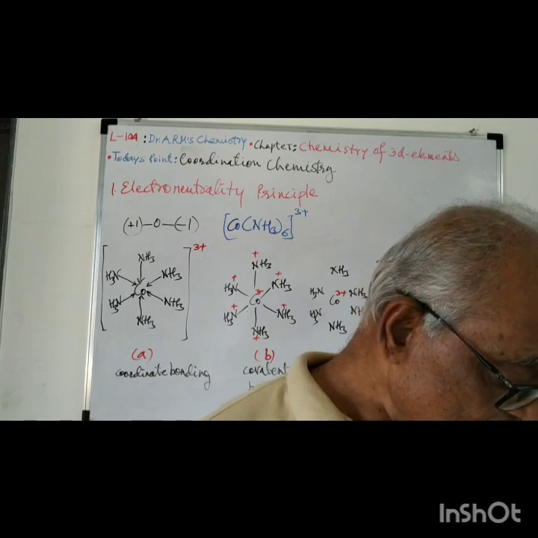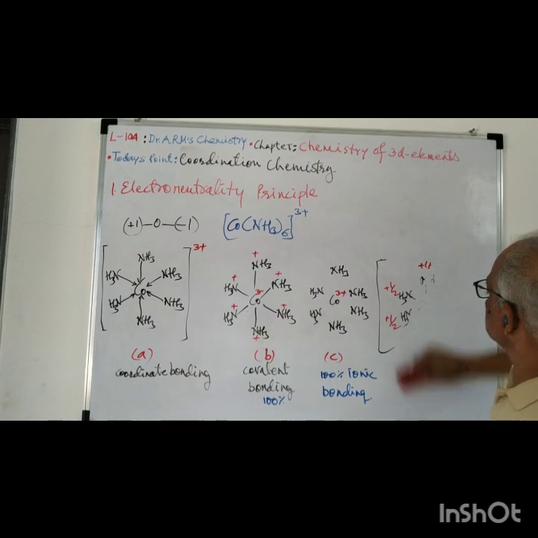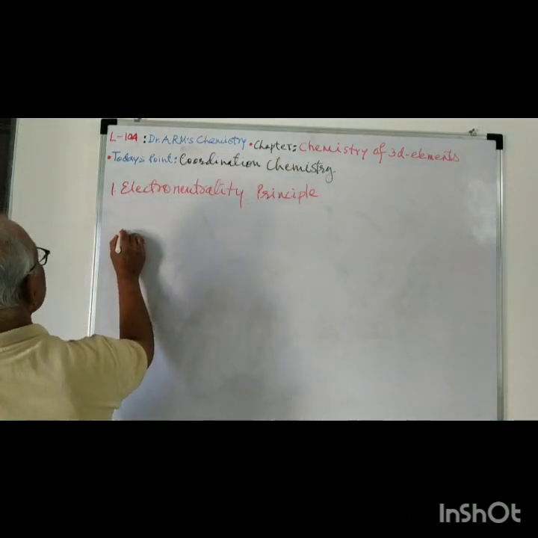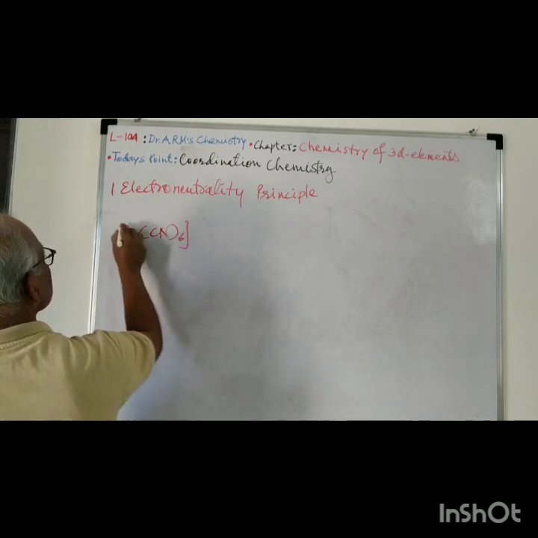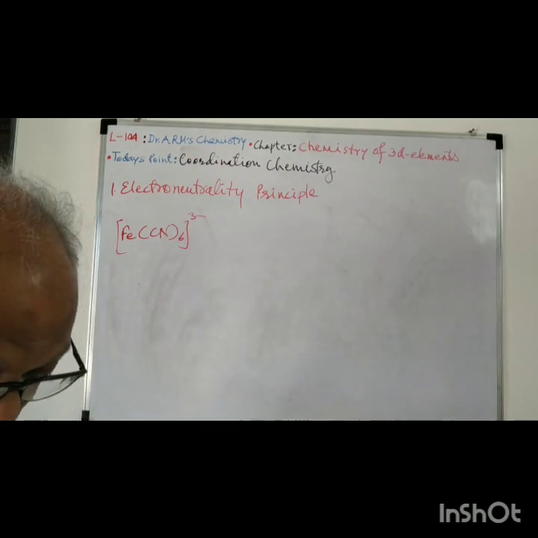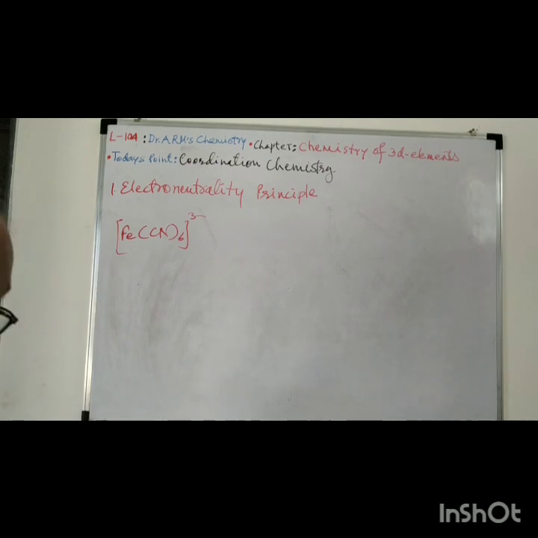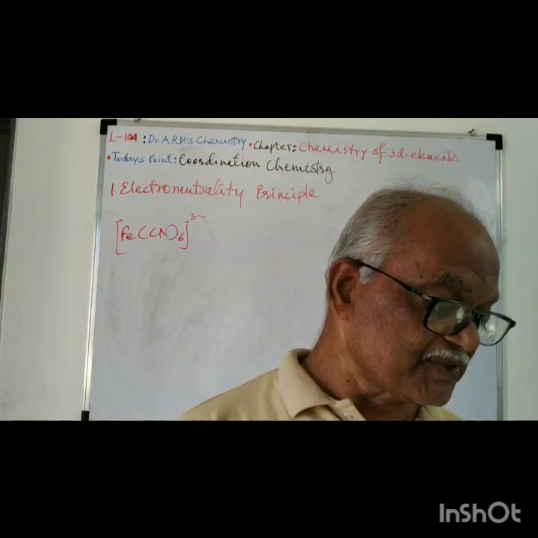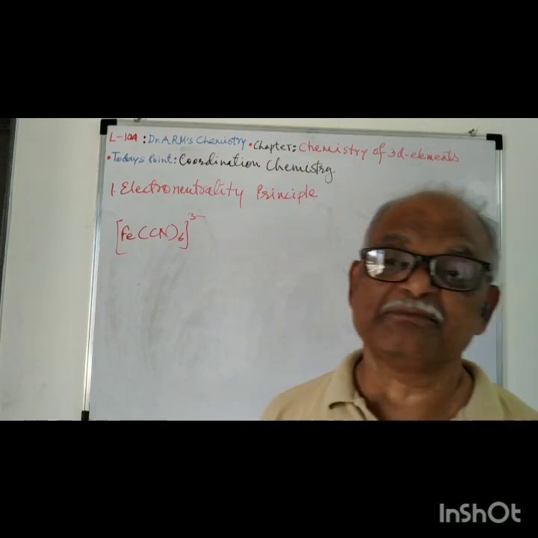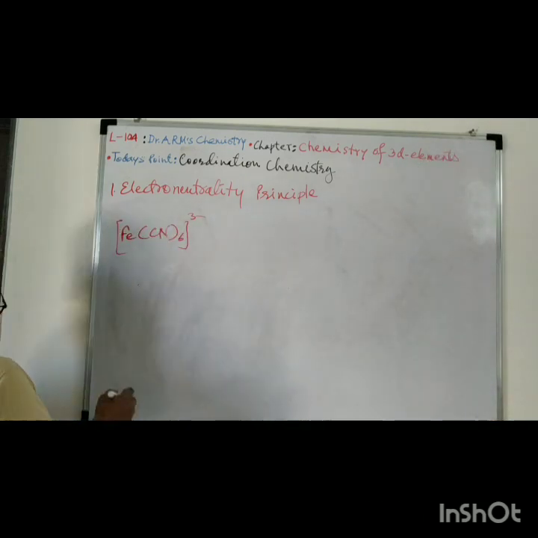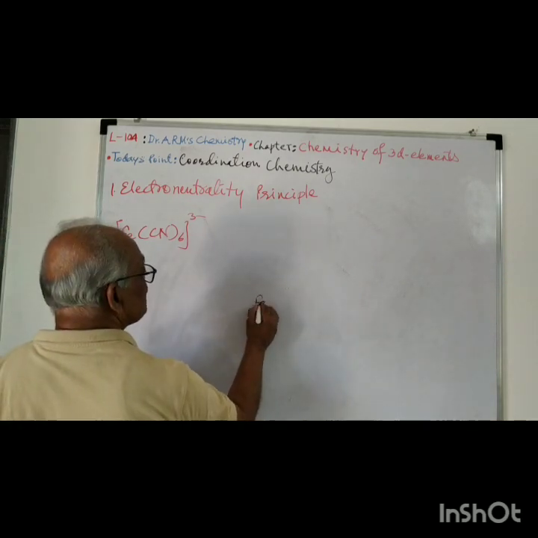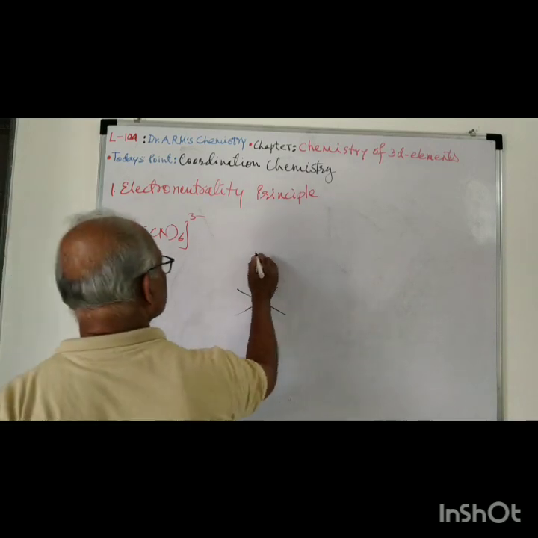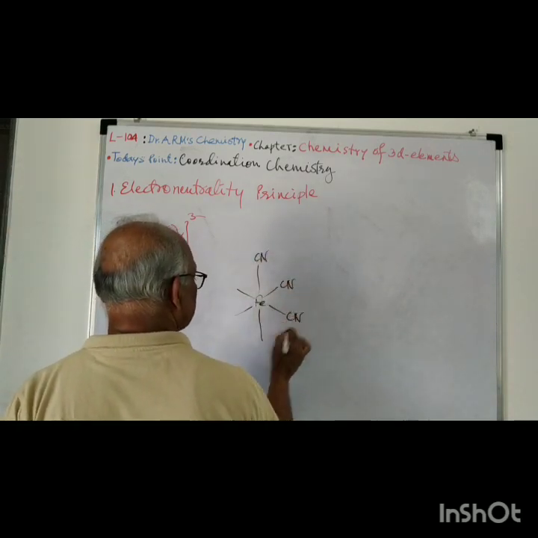So here we can see another example, the complex ion Fe(CN)6 3 minus. So here a realistic charge distribution results in each ligand carrying a charge of -2/3. So if we see the structure, we can draw it like this. Fe is at the center, and the Fe is bonded to CN minus ligands like this.